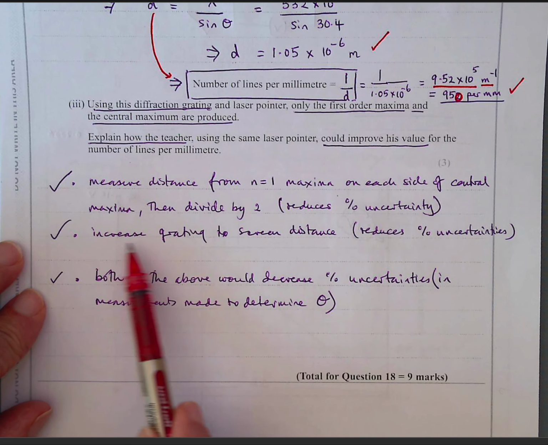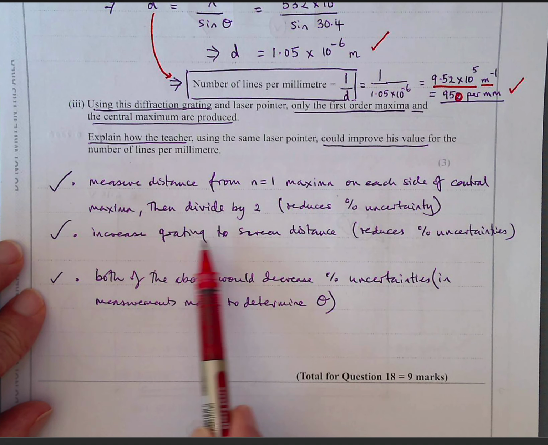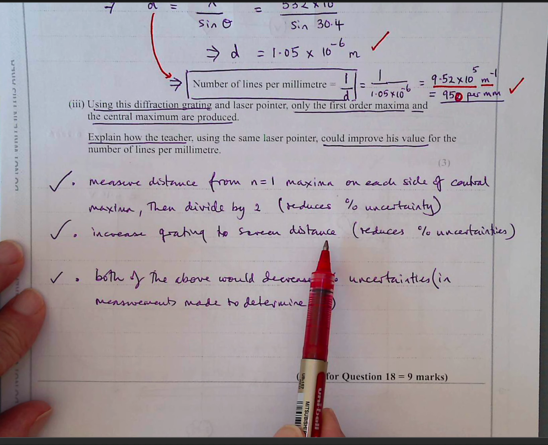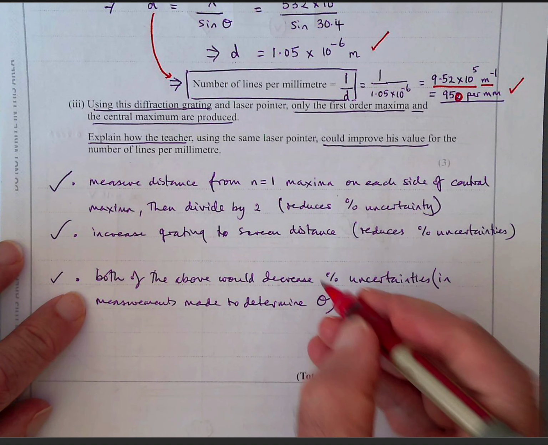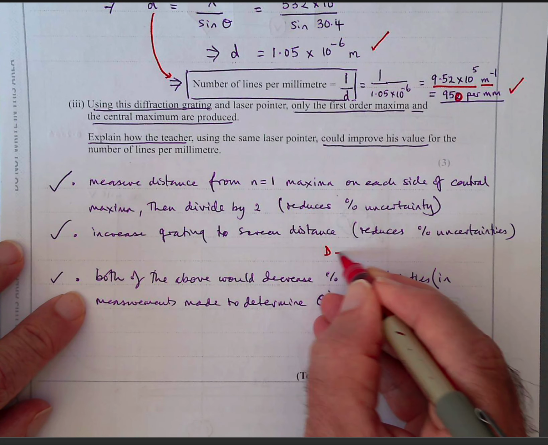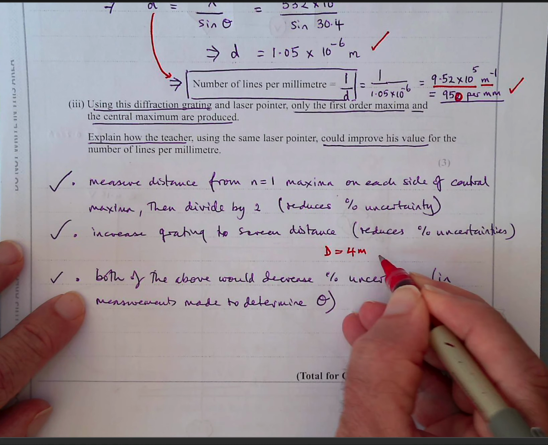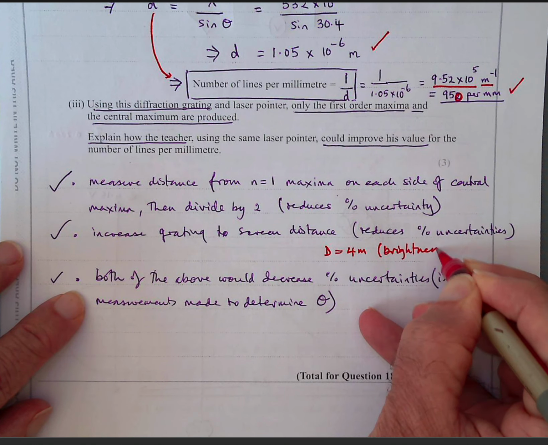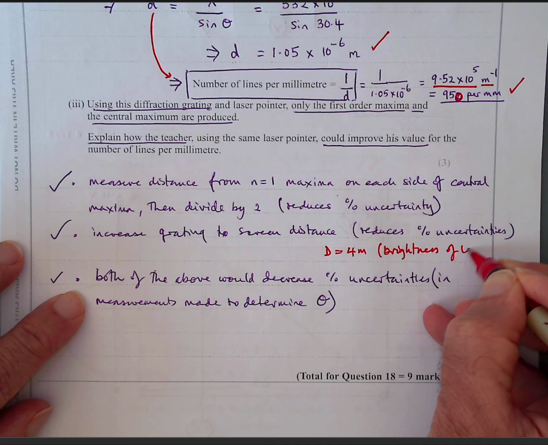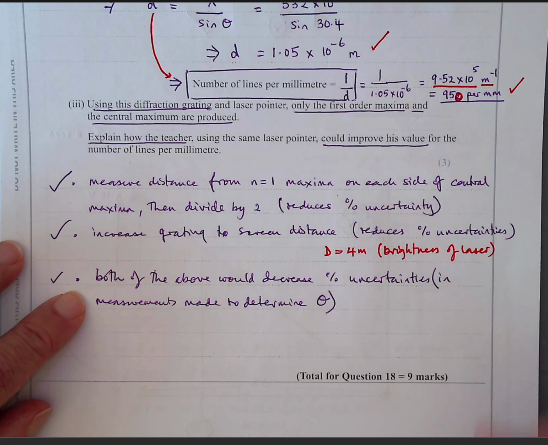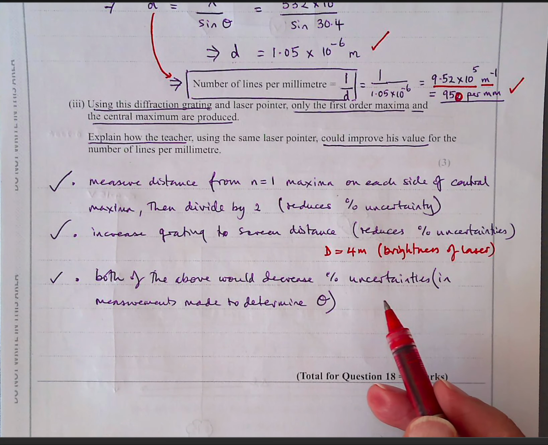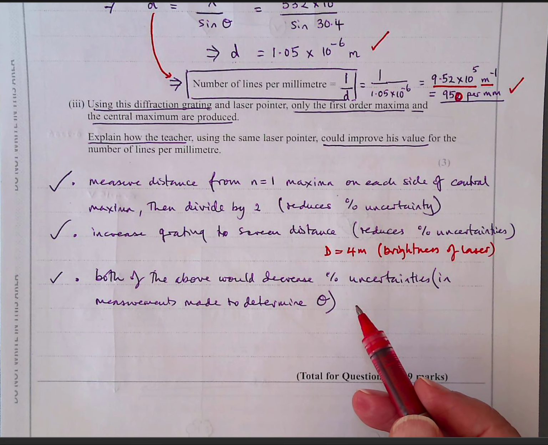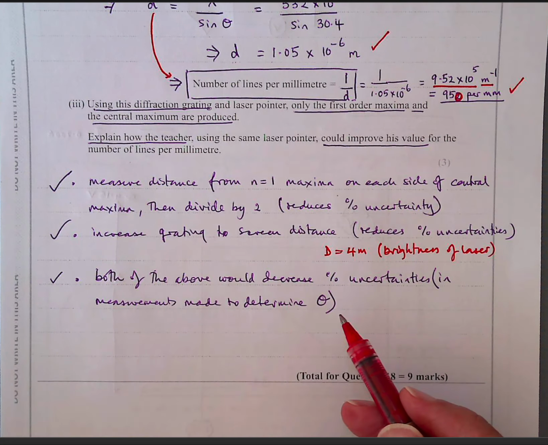And you could increase the distance from the grating to the screen. Sometimes they recommend a distance to the screen of about 4 meters, depending on the brightness of the laser. So obviously it depends on the equipment you've got in your school and also the availability of space in the lab.